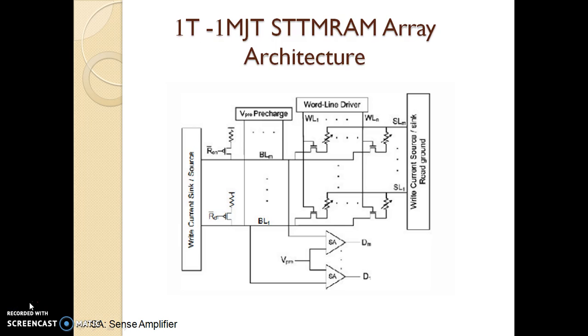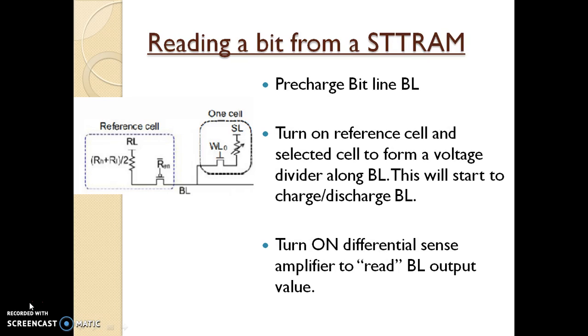Let us now look at the operation of an STT-RAM cell. The read operation consists of 3 phases as follows. Similar to SRAM and DRAM design, pre-charge the bit lines to medium voltage. Then, turn on the reference cell and the selected cell to form a voltage divider along the bit line. Depending on the resistance of the MTJ in the selected cell, the voltage divider will start to charge or discharge the bit line. After a pre-specified sensing time, turn on the differential amplifier to generate the read output by comparing the bit line voltage and the pre-charge voltage.